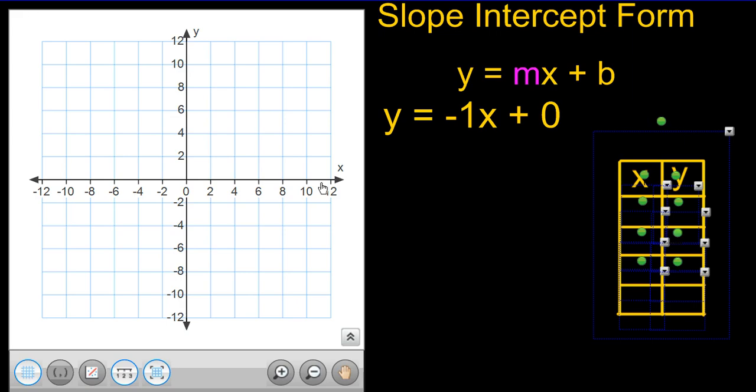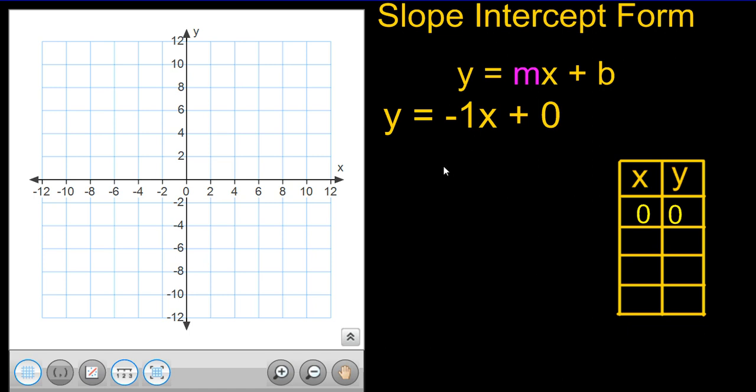So let's take a look at our first graph. y equals negative 1x plus 0. In order to keep everything else the same, we're going to keep the b value, or the y-intercept, at 0, which should already tell you that our first point is going to be the origin, because our y-intercept is 0. But our slope, or the m value, is going to be negative 1.